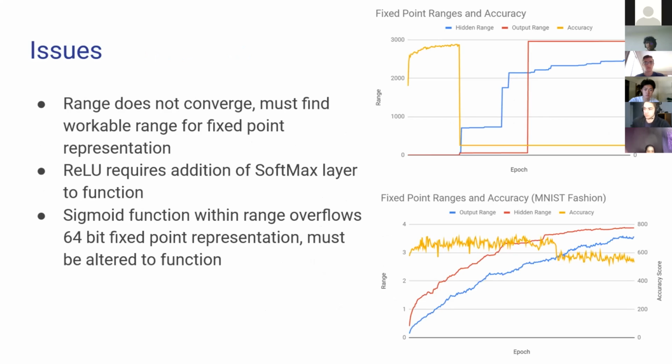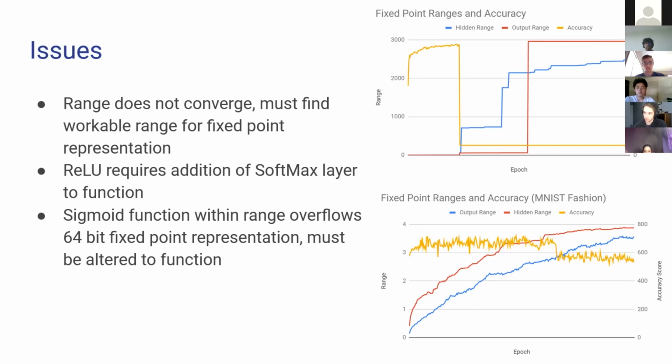At first, we found out that the range of these algorithms on these data sets does not necessarily converge over an extended period of time, and we need to find a workable range at which there would be some usable accuracy for our fixed point representation to work with. On top of that, as explained earlier, our ReLU, which would theoretically be a lot more efficient, required an additional softmax layer added to our model in order to function, which we needed to begin building and considering.